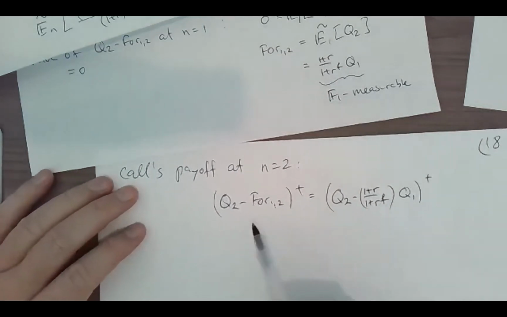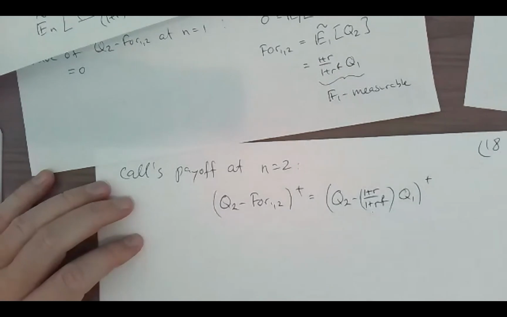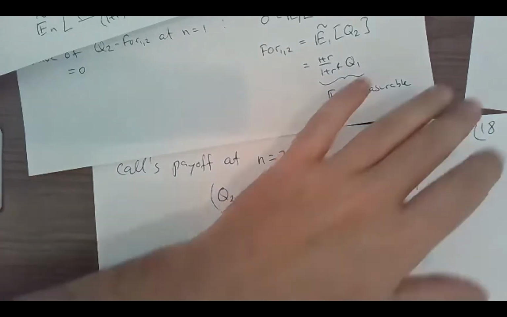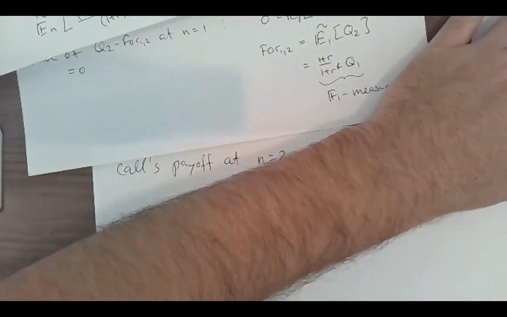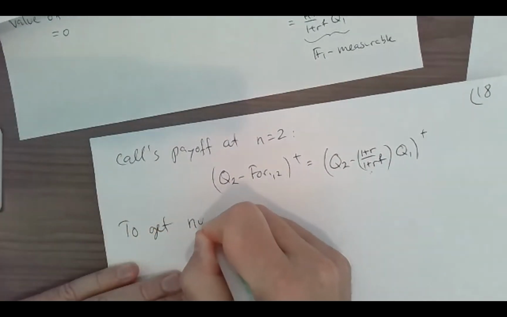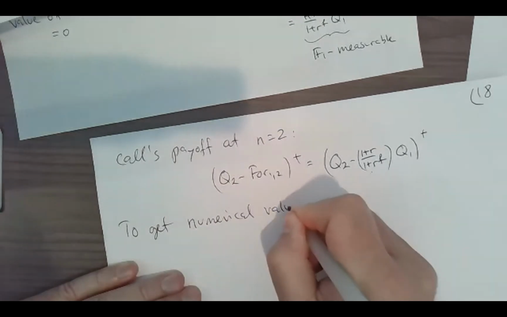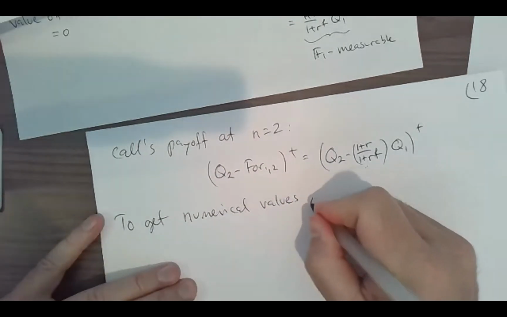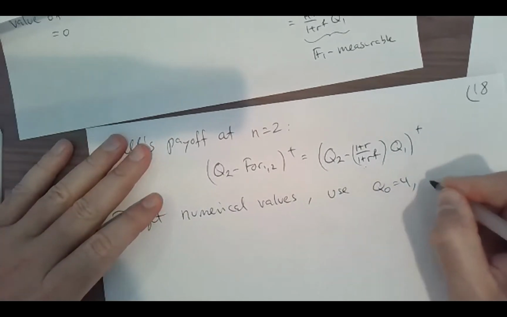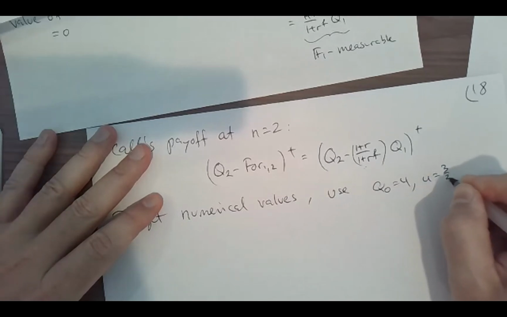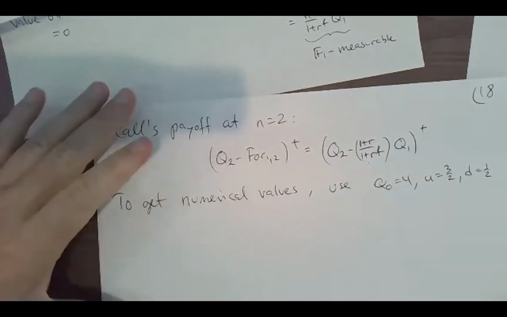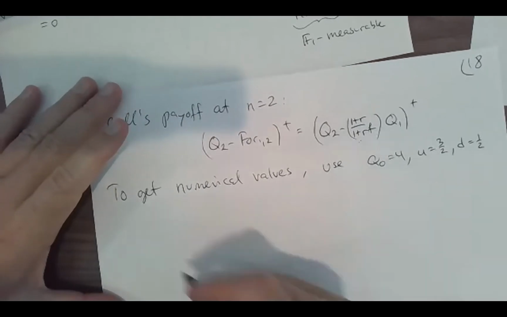Okay, so now this is the payoff that we then have to roll back to time 0. So maybe we should draw the tree. There are some specific numbers here. So to get numerical values, we're going to use, what were the values? It starts out at 4, and it goes up with 3 over 2, and it goes down with 1/2. So let's grow the tree.